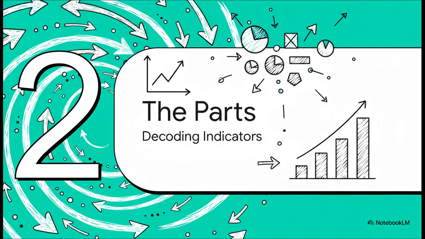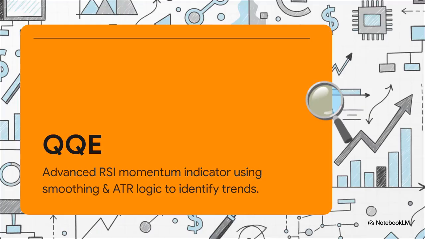Moving right along to part 2, the parts. Let's actually decode these indicators. So the real star of the show here is QQE, which stands for Quantitative Qualitative Estimation. I know, it sounds super complex, but at its core, it's just an advanced, much smarter version of the traditional RSI. It uses Wilder's moving average for smoothing and applies average true range, or ATR, to filter out all that raw market volatility and noise. So instead of jumping all over the place like a standard oscillator, it cleanly identifies trend strength and potential reversals.